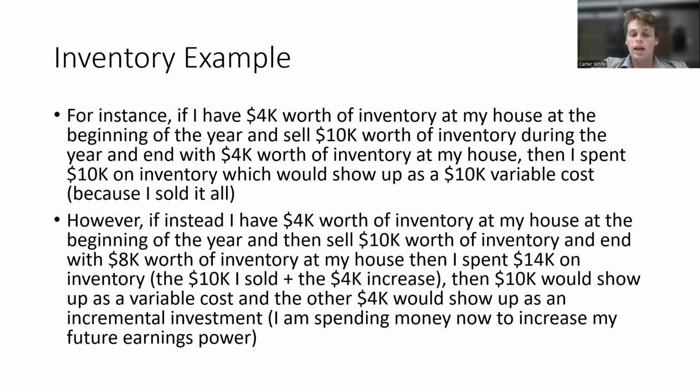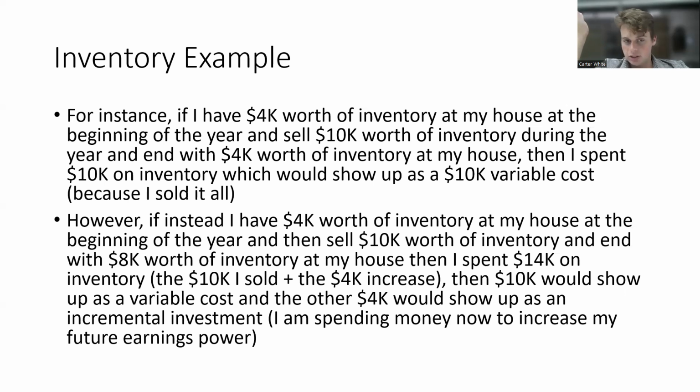Whereas in the second example, if I instead have $4,000 worth of inventory at my house at the beginning of the year and then sell $10,000 worth of inventory and then end with 8,000, then that means that I did make an incremental investment because I sold 10,000, but I ended up paying 14,000 for inventory throughout the year. 10,000 was just the amount I spent to buy the goods that I sold, right? Because it's inventory. The 4,000 is the incremental investment here because now I'm holding $8,000 worth of inventory on hand rather than 4,000 on hand, right? So that's going to show up as an incremental investment.